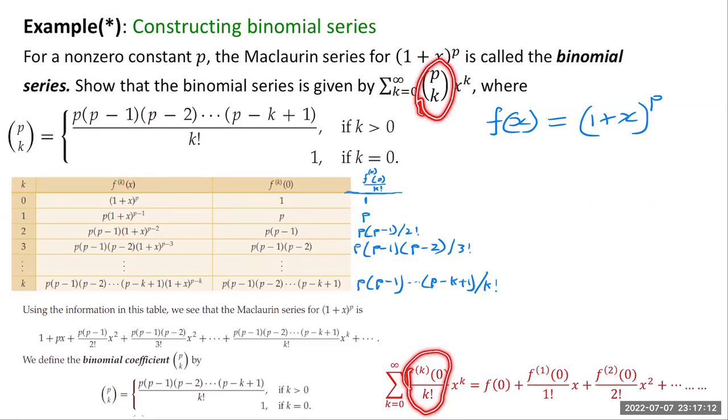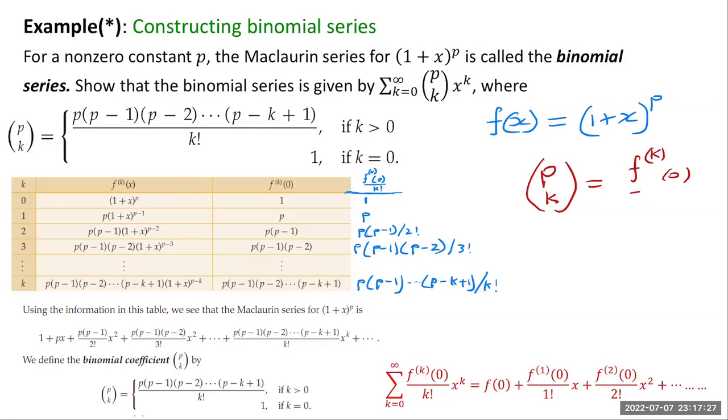Everything else is the same. So here the goal is, we need to show that this notation, p choose k, should be the same as f^(k)(0) divided by k factorial. This is our goal. If you can get a general formula for f^(k)(0) divided by k factorial, and if you can show that the general formula is exactly this formula, then we are done.